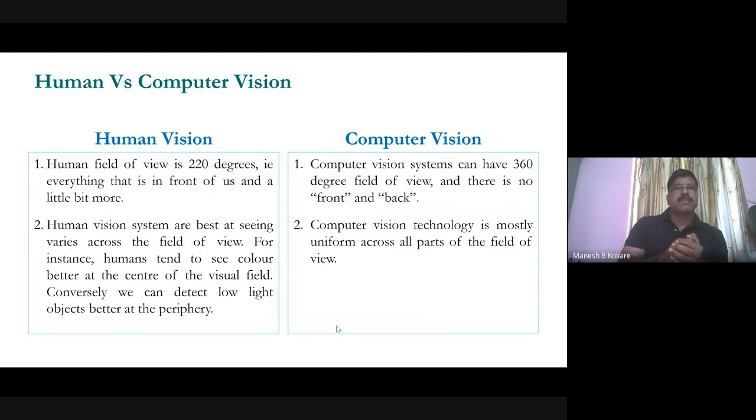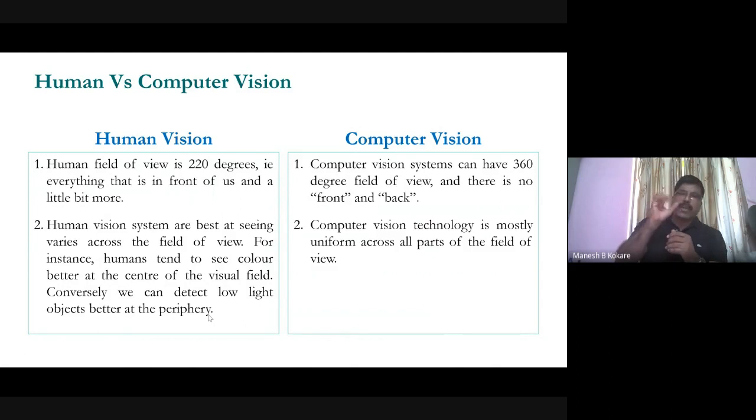The second difference is that human vision systems are best at seeing in different ways across the field of view. For instance, humans tend to see color better at the center of the visual field. Conversely, we can detect low light objects better at the periphery. Now, what is the meaning of this?